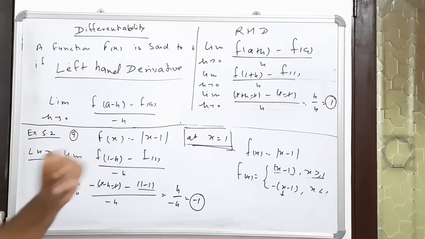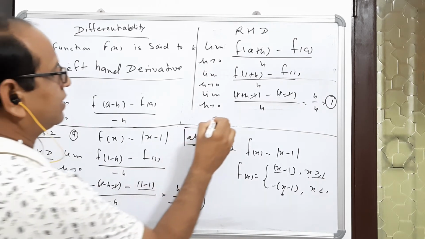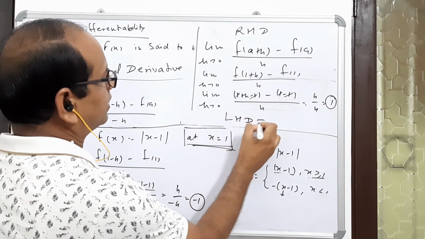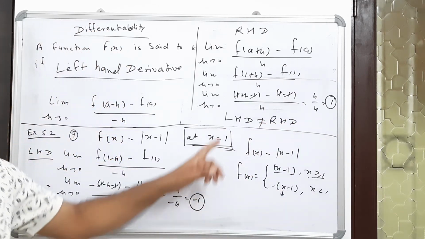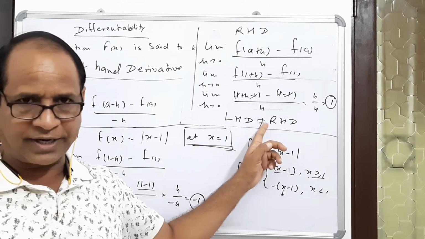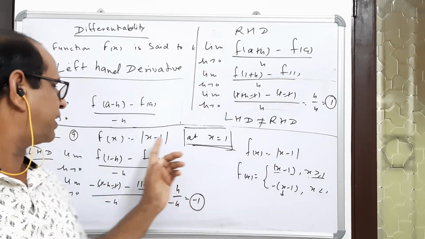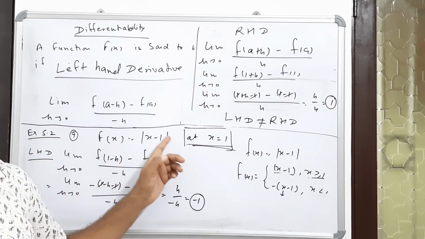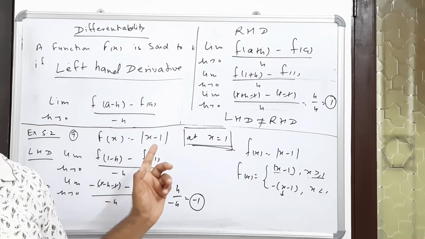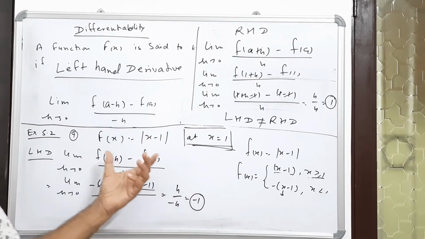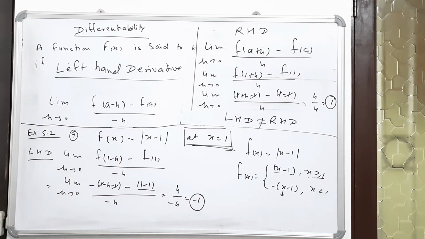So what you have observed in this sum is that the left hand derivative is not equal to the right hand derivative. So when the left hand derivative is not equal to the right hand derivative, we say that this function is not differentiable at x equals 1. The problem was to examine this or prove that it is not differentiable.